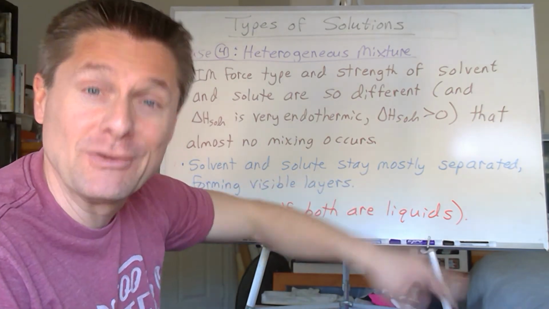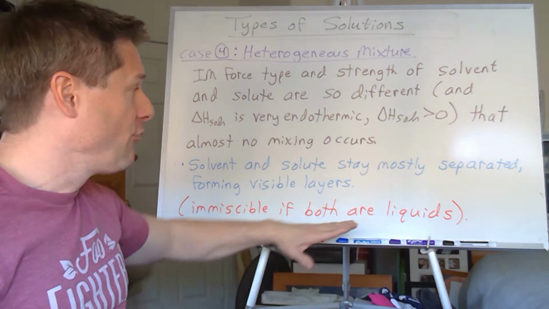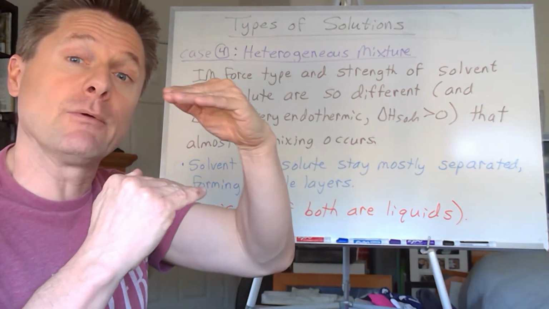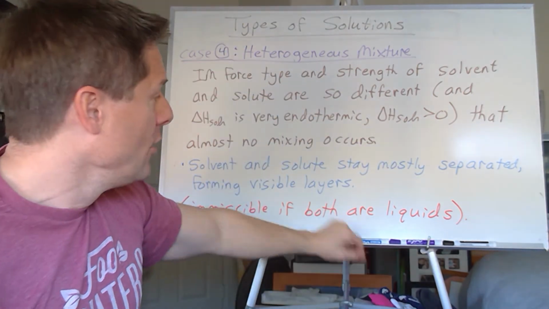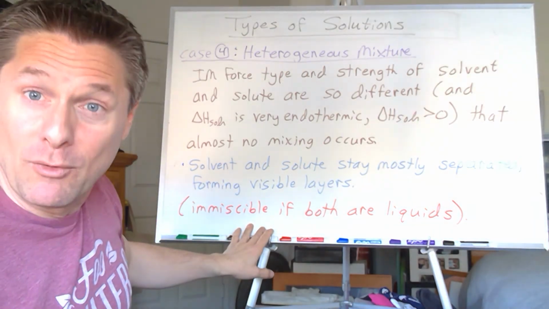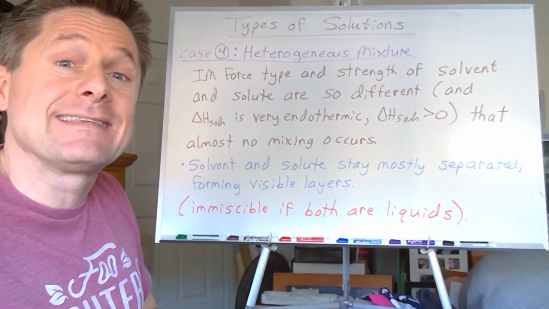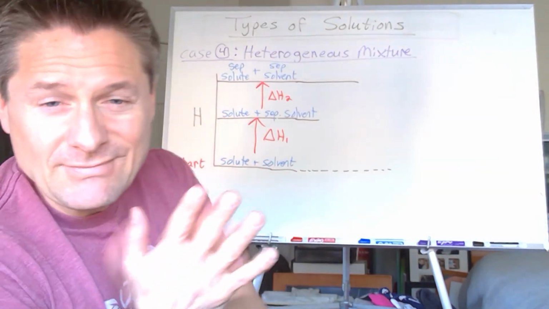So the solvent and solute stay mostly separated, forming visible layers. Now, if solute and solvent are both liquid, you'll see two liquid layers. Again, the less dense one on top. We call that immiscible. Those liquids are immiscible. They do not mix. Let's look at the energetics.